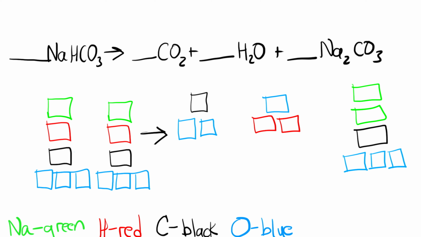Once we bring in a complete and entire molecule of our reactant, we can see that now we have 2 sodiums on the reactant side and 2 on the product side. We have 2 hydrogens on the reactant side and 2 on the product side. We have 2 carbons on the reactant side and 2 on the product side. And we have 6 oxygens on the reactant side and 6 on the product side. So this tells us that we have now got a balanced equation.